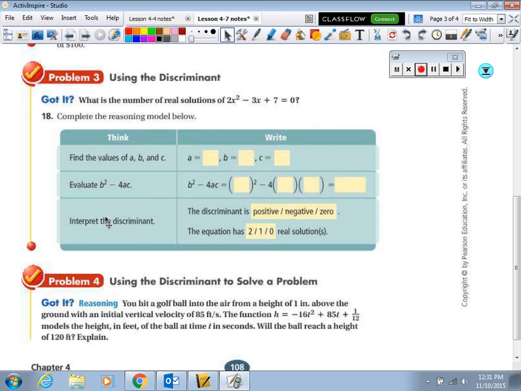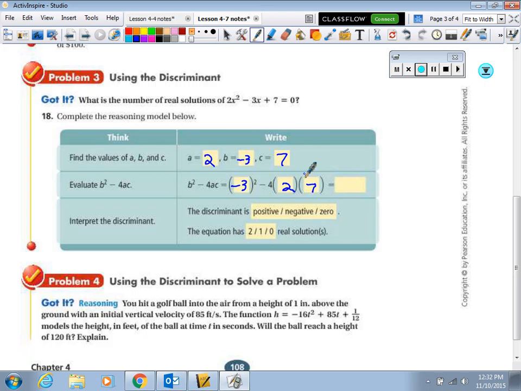You guys are moving right along. What we're looking at here is the discriminant, so you need to identify A, B, and C. And let's do that. So A is 2, B is negative 3, and C is 7. So again, you're going to use the B squared minus 4AC. So that's negative 3 squared minus 4 times 2 times 7.